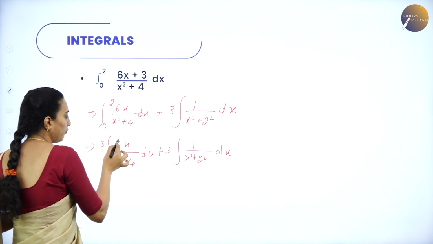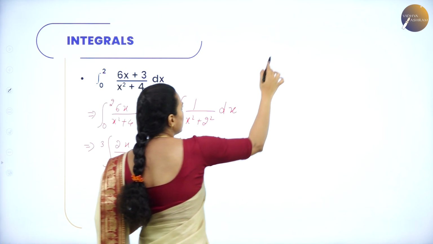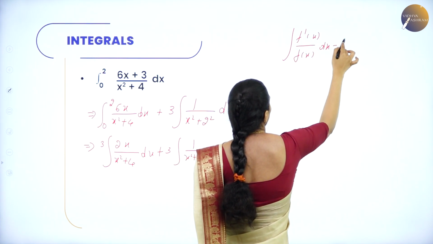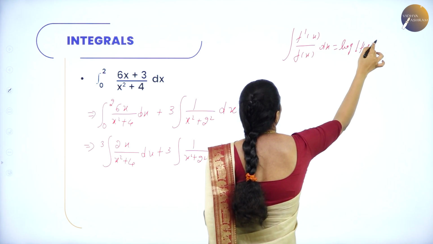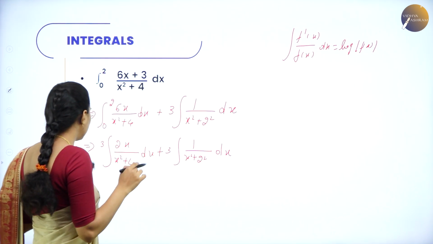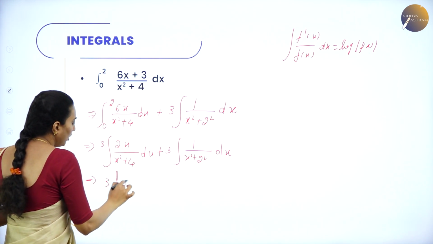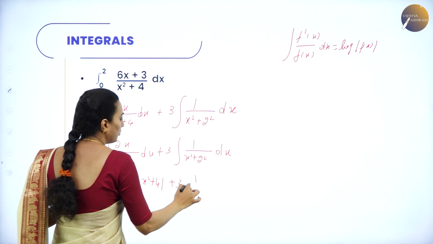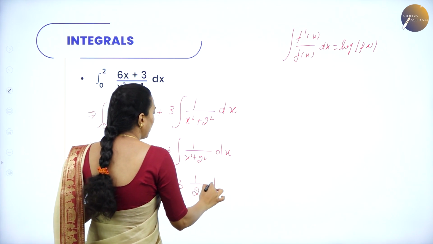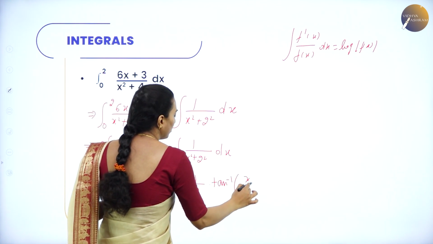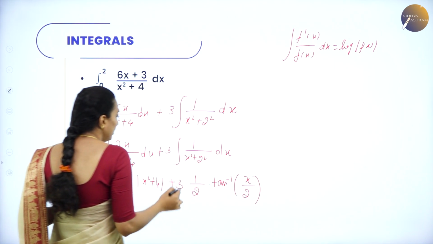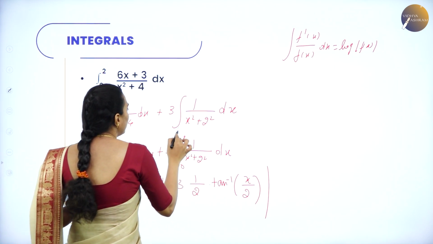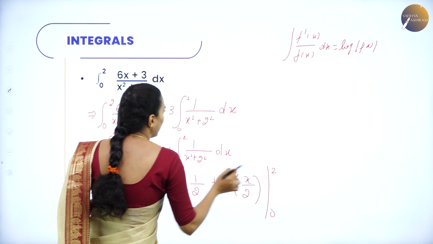Now this is in the form of f dash of x divided by f of x, which is integral of f dash of x divided by f of x dx, can be written as log of modulus of f of x, correct? So therefore this can be written as 3 into log of modulus of x squared plus 4, plus 3 into, according to 1 by a, 1 by 2 into tan inverse of x by a, x is x only, divided by 2. Okay, now you can apply the limit. Here you have to write down the limit 0 to 2, here also 0 to 2.